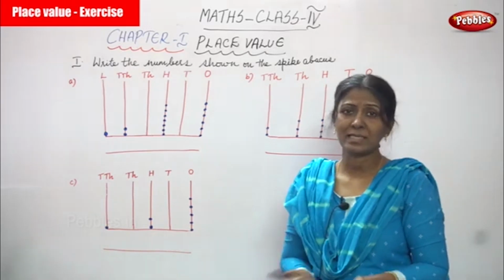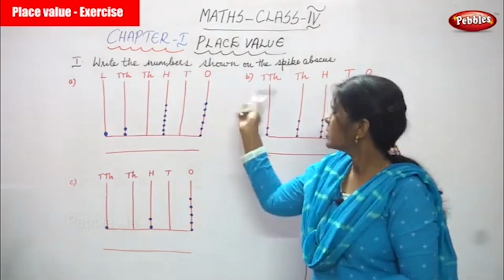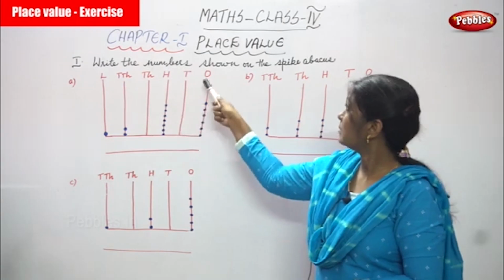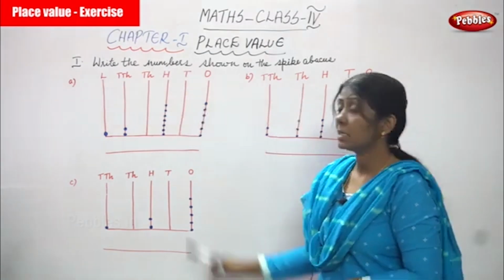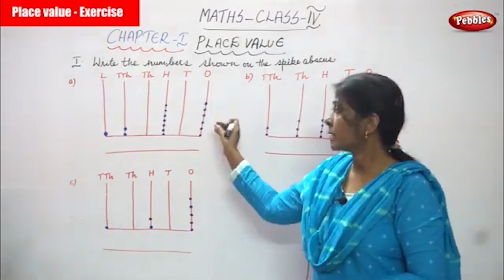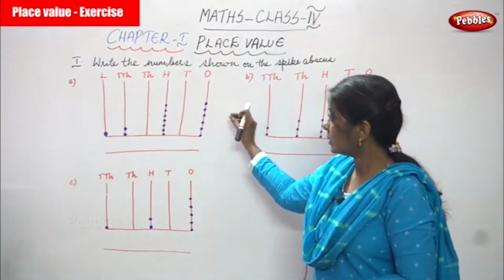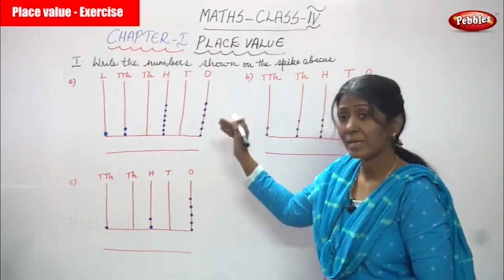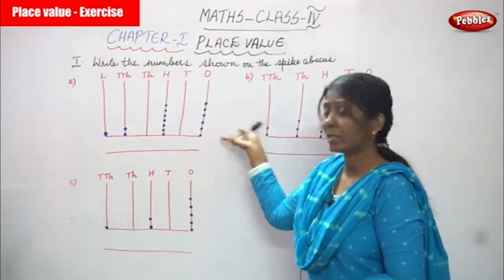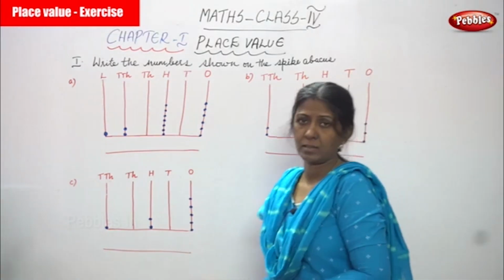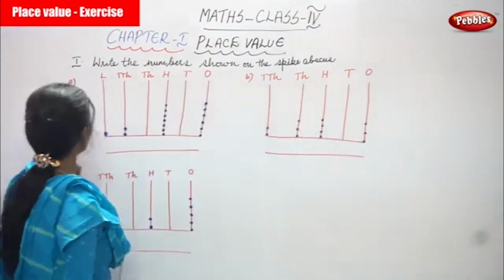Now we are going to start the exercises in chapter 1. First, Roman numbers: write the numbers shown on the spike abacus. This is an abacus figure, so they have given the dots on the lines. We have to count the dots on the line and finally write it in the blank. Okay, first sum is A.